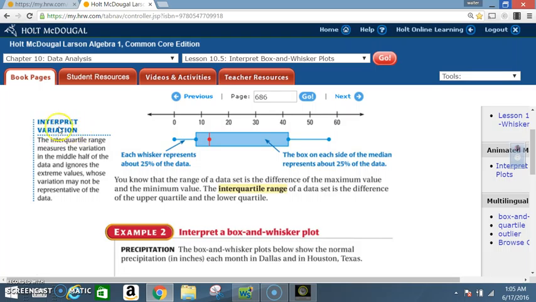Interpret variation. The interquartile range measures the variation in the middle half of the data and ignores the extreme values whose variation may not be representative of the data.